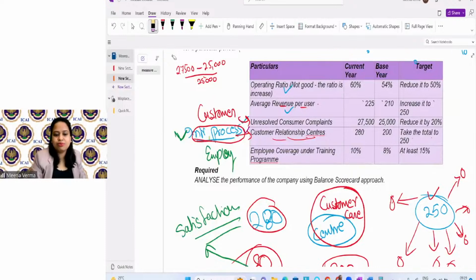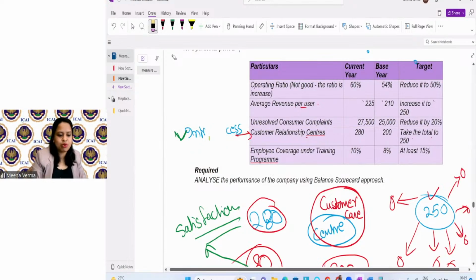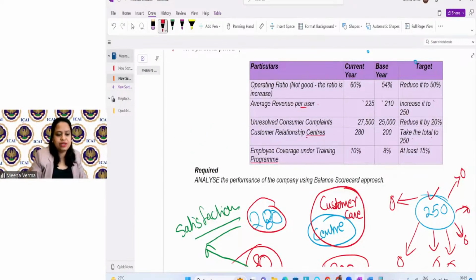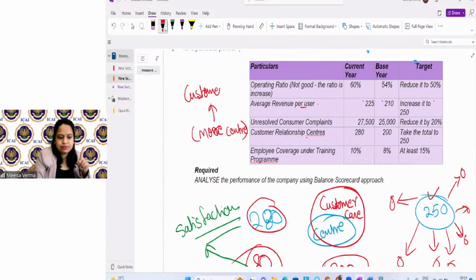Because I can see a problem in this company now. I don't know whether you managed to see the problem or not. What is the problem here in the company? The company is trying to improve. How? More center. The company has opened more center. Okay? Now more center means what? The customer should be happy. But you can see the customer is not happy here. There are more complaints from the customer. Why is the customer not happy?